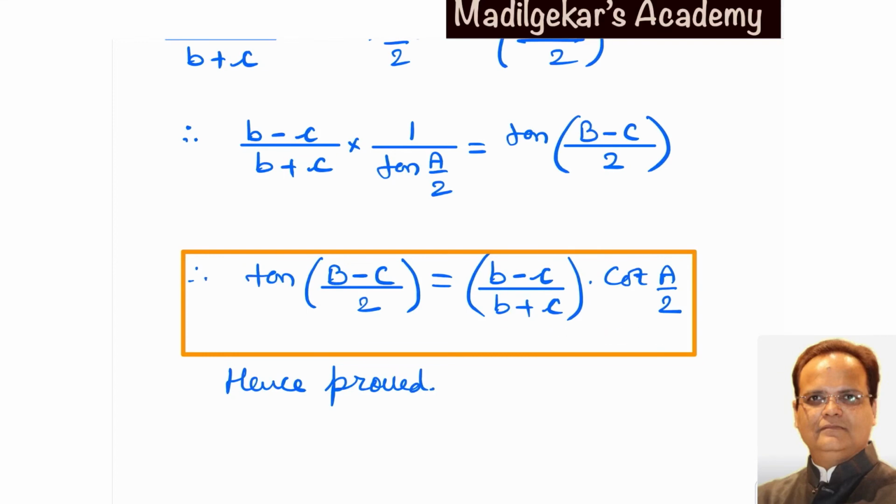So this completes the proof of half angle formulae, Heron's formula and Napier's analogy.